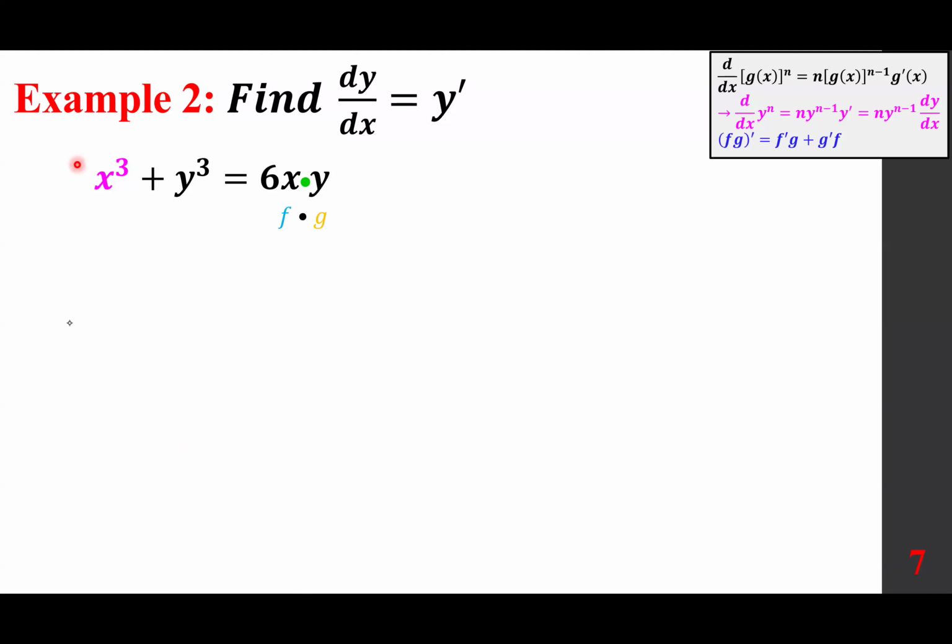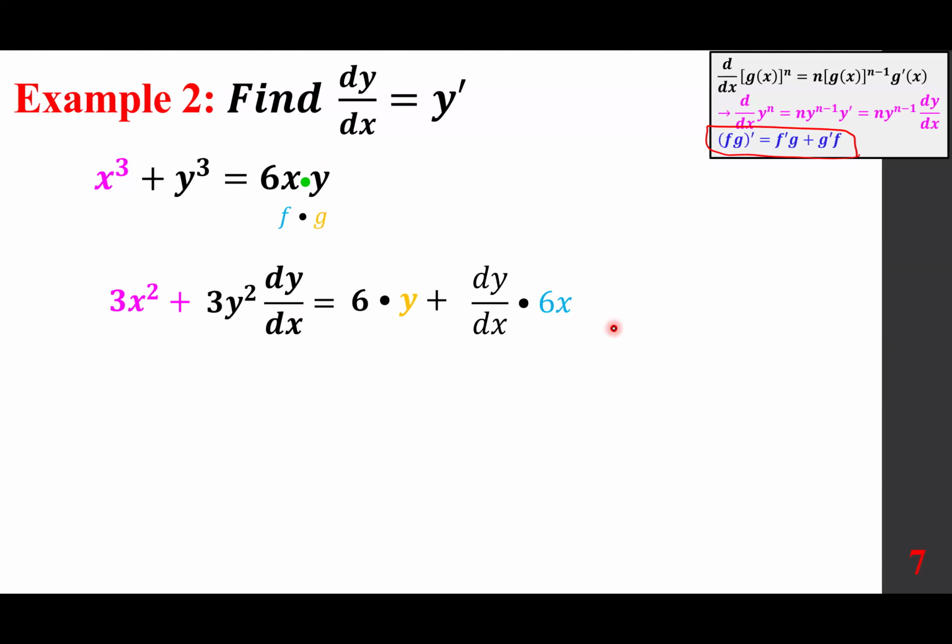So again, x cubed, 3x squared. Y cubed, just like an extended power rule, 3y squared dy dx. At the right side, as I mentioned, it's f times g. So f prime is 6 times g, which is y, plus g prime, which is y prime or dy dx, times f, which is simply 6x. And this, and I'm going to put an asterisk next to it, this is the only calculus step. Of course, we are not done.